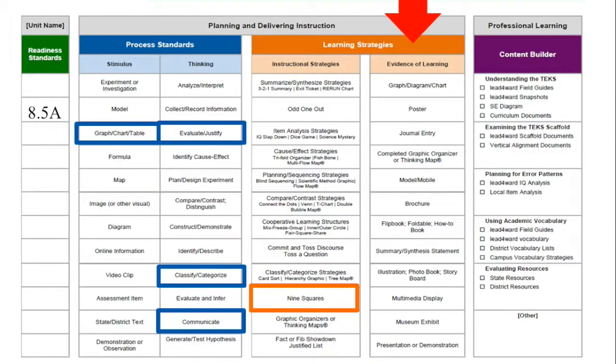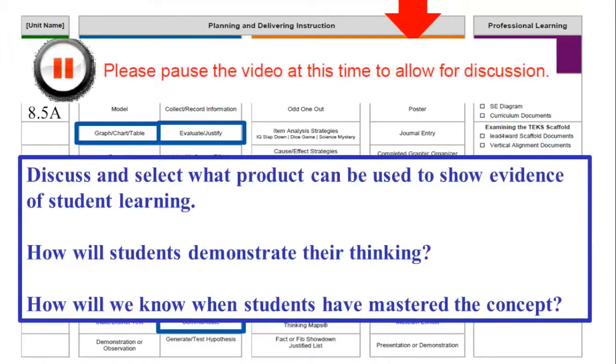Look at the evidence of learning column. Discuss and select what product can be used to show evidence of student learning. How will we know when students have mastered the concept? Take time to discuss how will students demonstrate their thinking.